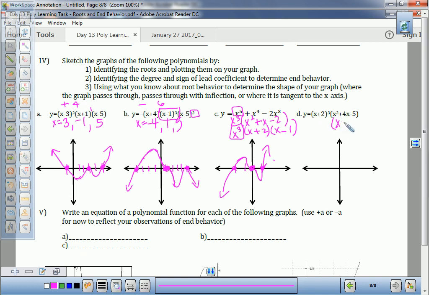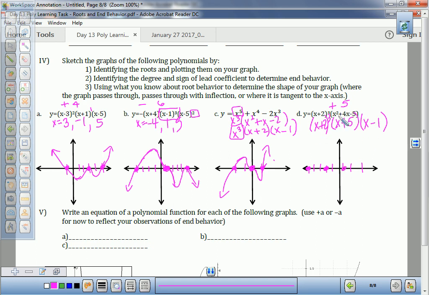We can go ahead and finish this off here. And then we can look at the degree. So we've got 3, 4, 5. This has a degree of 5, positive leading coefficient. We're going to come in and plot our x-intercepts first. We've got one at -2. We've got one at -5. And our last one is at +1.